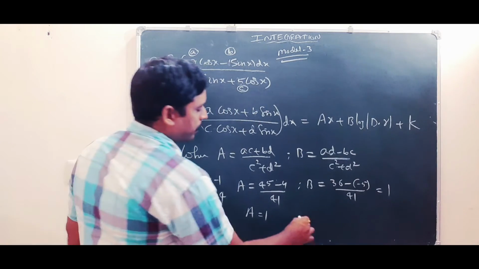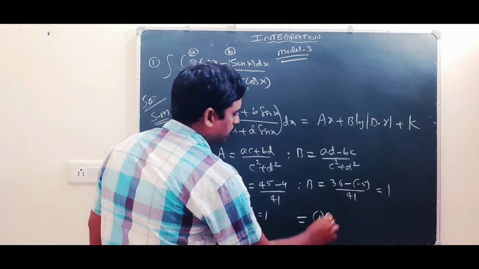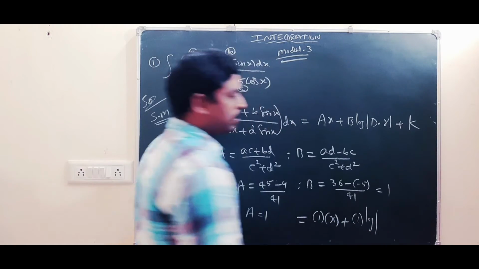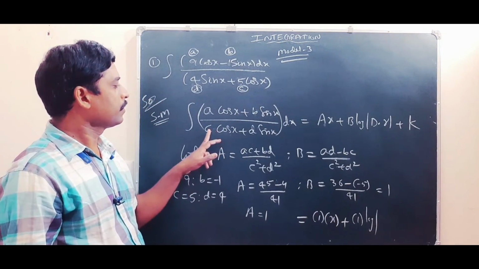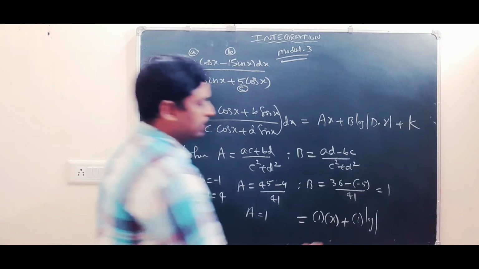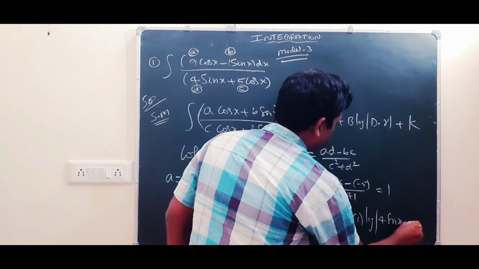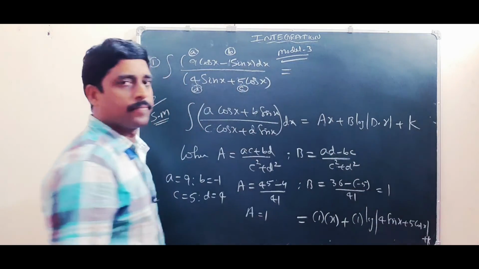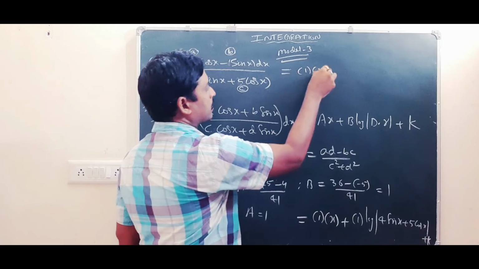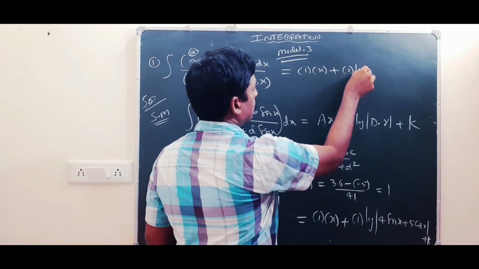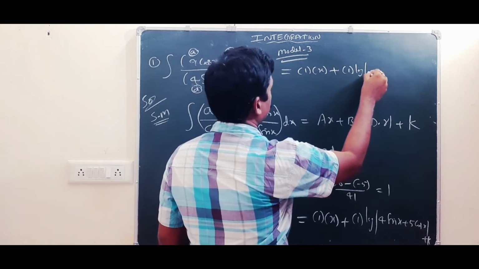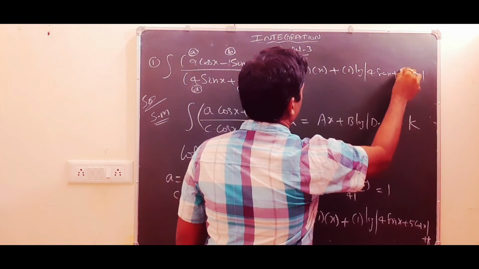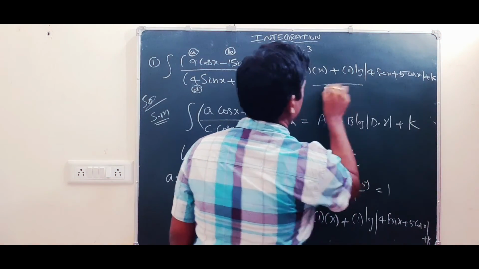So what is the answer? It is equal to ax, 1 into x, plus b value 1 into log of the denominator. What is the denominator value? 4 sin x plus 5 cos x, plus k. So it is 1 into x plus 1 into log of 4 sin x plus 5 cos x plus k. This is the answer.